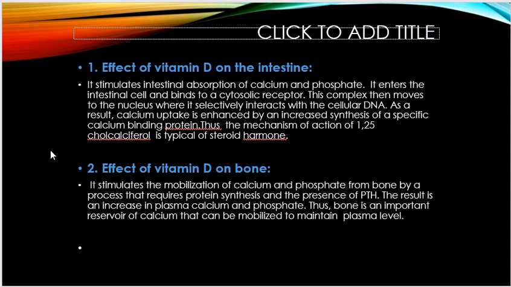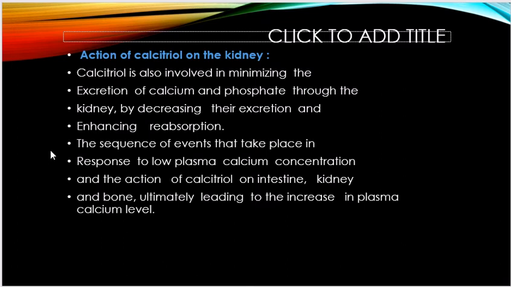Number 2 is the effect of vitamin D on the bone. It stimulates the mobilization of calcium and phosphate from the bone by a process that requires protein synthesis and the presence of parathyroid hormones. The result is an increase in plasma calcium and phosphate levels. Thus, bone is an important reservoir of calcium that can be mobilized to maintain the plasma levels of calcium.